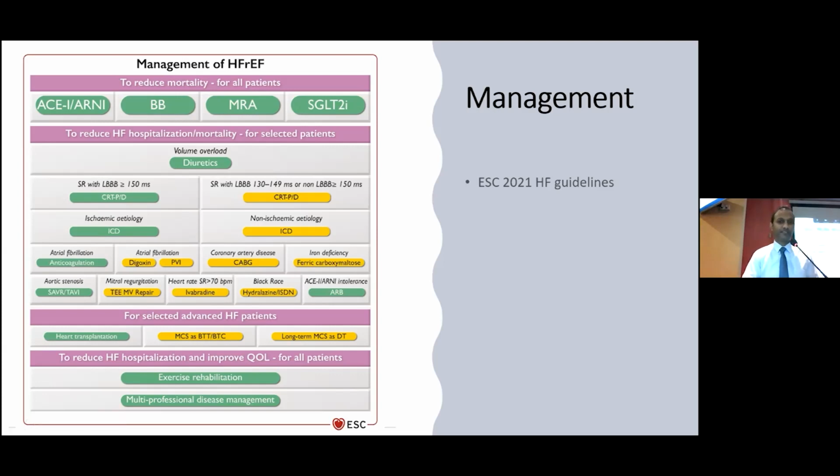And if the patient is iron deficient, you can give IV iron. And if there's AS, you can treat with aortic valve replacement. If there's MR, ideally mitral valve repair, transcatheter mitral valve repair, isosorbide dinitrate, hydralazine, and things like that are also there. And end stage will be cardiac transplantation. And there are things like exercise rehabilitation, and a multidisciplinary approach is always helpful.